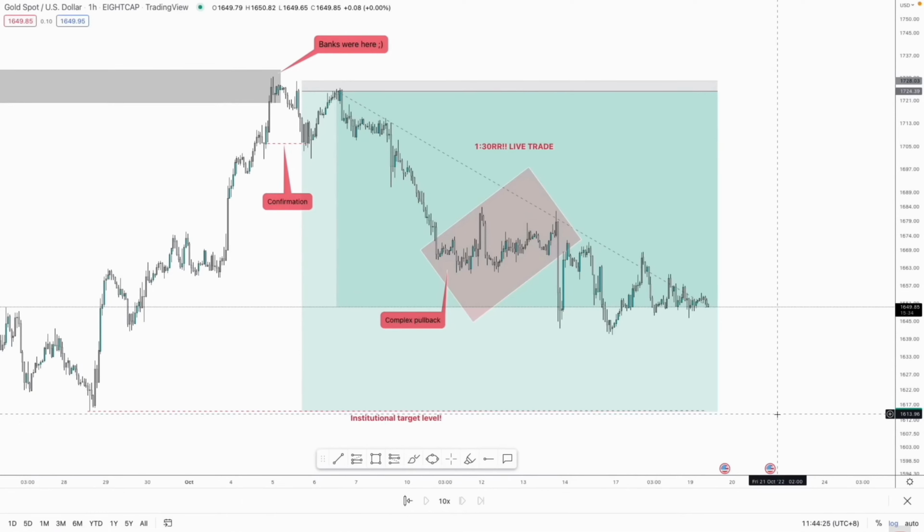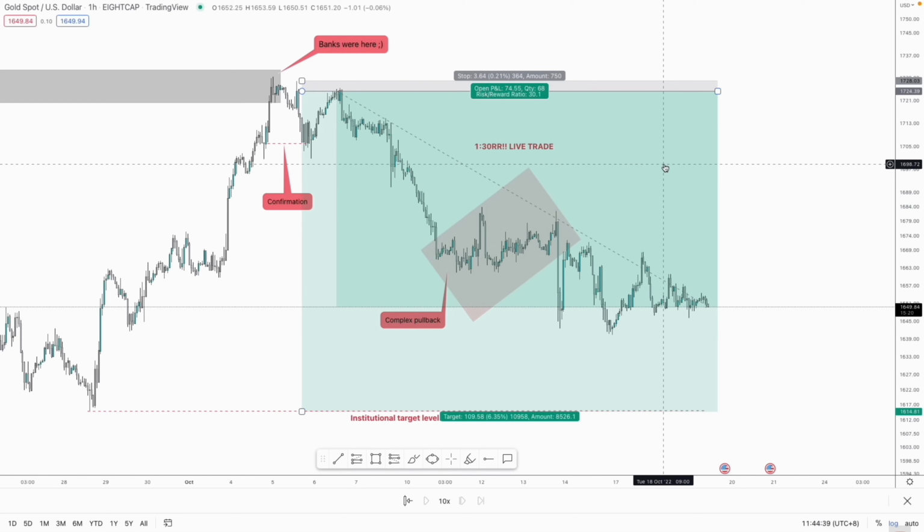Today, I'm going to show you the 3 simple steps that I used to get into this gold entry that is still running. It's a live position open with a target of 1 to 30. I want to explain everything that I used to get into the trade and how you can go and use those things as well.